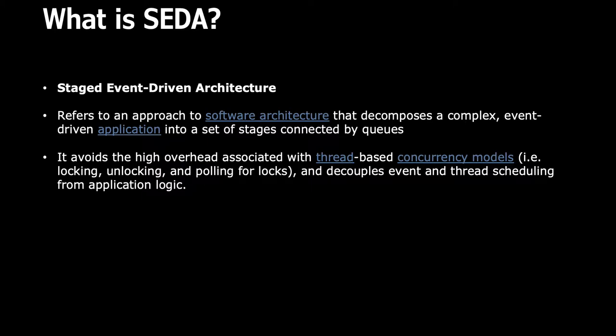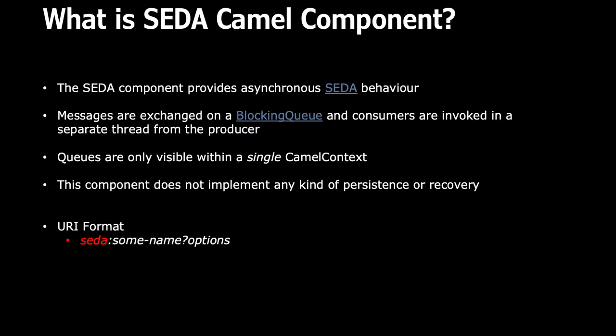It refers to an approach to software architecture that decomposes a complex, event-driven application into a set of stages connected by queues. It avoids the high overhead associated with thread-based concurrency models such as locking, unlocking, and polling for locks. And it decouples event and thread scheduling from application logic.